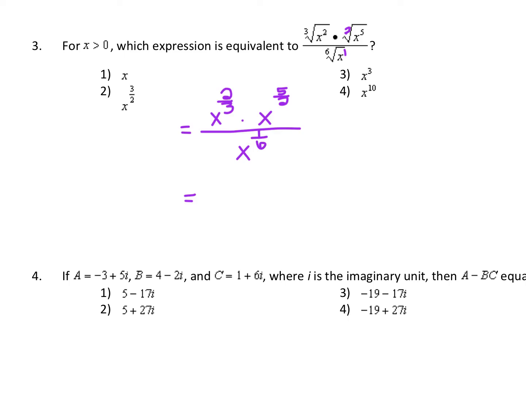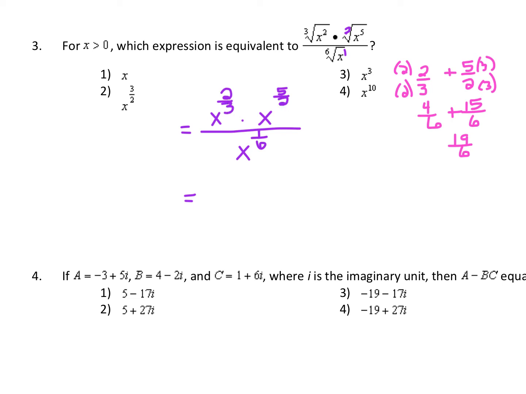So 2/3 plus 5/2. So we have to find a common denominator, which is going to be 6, right? So I'll multiply top and bottom of this first fraction by 2. And I'll multiply the numerator and denominator of the second fraction by 3. All right, so that leaves me with 4/6 plus 15/6. So if we add that together, that would give us 19/6.